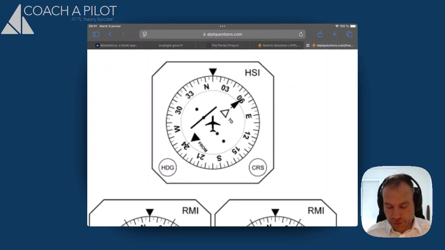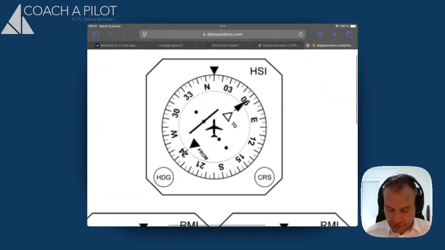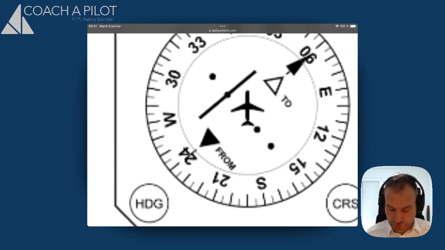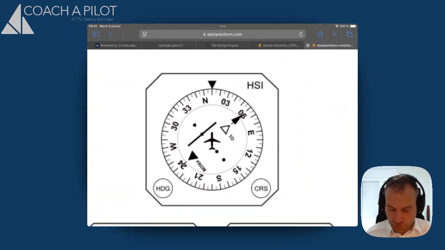Okay, so first of all, what we notice is that the deflection bar of the HSI is not centered. So it means that we are not currently in the radial that is indicated by the HSI. Okay, we are not aligned with this radial. So where are we exactly? You see that the HSI, the course of the HSI displays 060. Okay, so it's the course that we have selected, and the information is from. Okay, what does it mean?